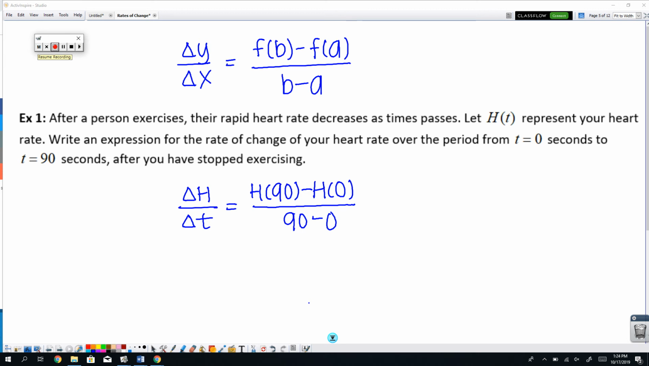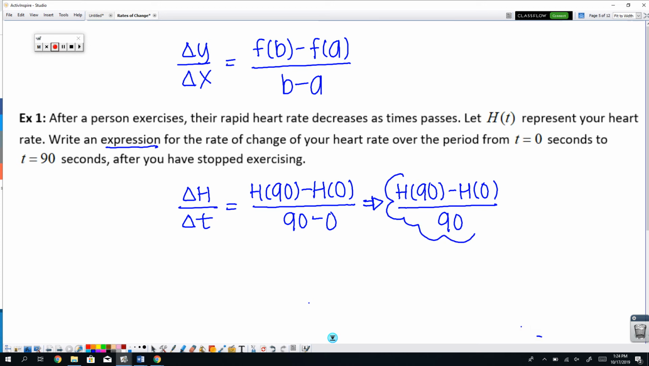So all we're doing is h of 90 minus h of 0 over 90 minus 0. It's really just the slope. If you wanted to simplify this, it would just say h of 90 minus h of 0 over 90. Now we don't have the function to actually plug in, but this is an expression that would tell you how it changes. It says write an expression. We have an expression, so we've done exactly what they've asked us to do.